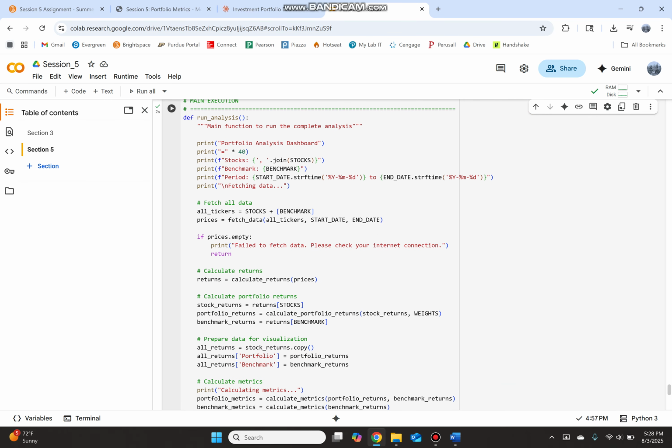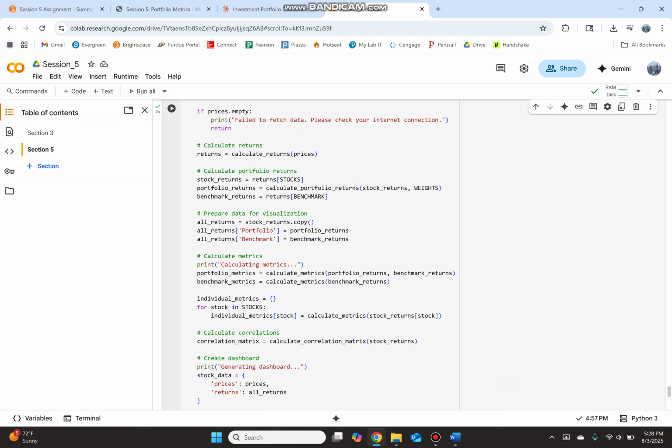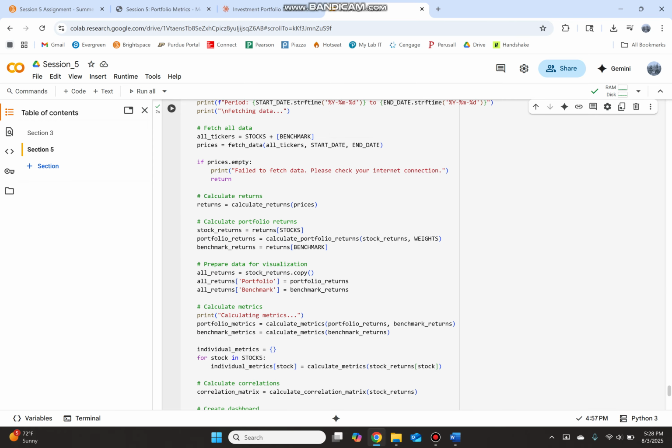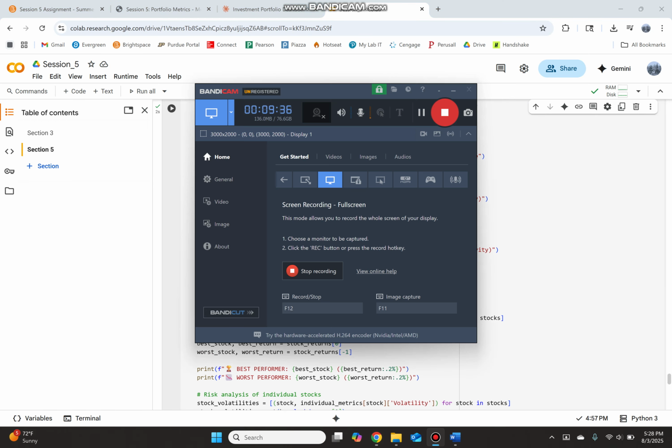Then our main execution basically calls all the functions and runs through everything very smoothly. And that is the code.